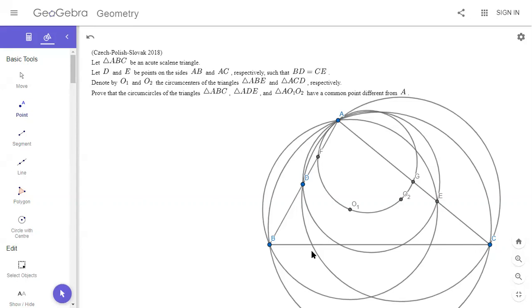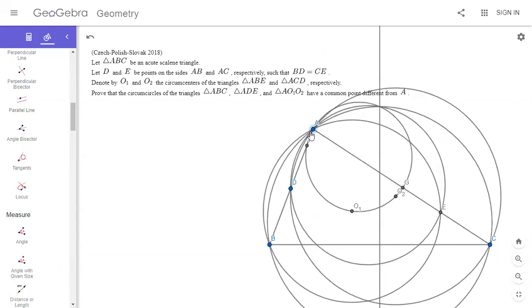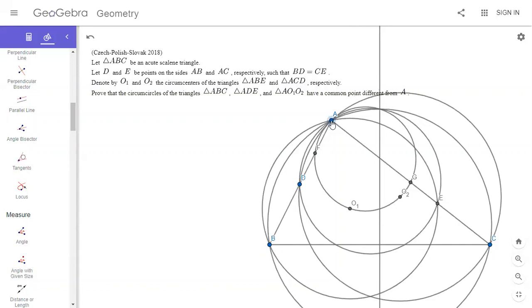Is that point the midpoint of arc BSE? It could be. Let's see. Yeah, looks like it. We can try proving this separately for all the points. Assume the midpoint to be M and then prove that it's cyclic with the other two circles. That's probably the other two.